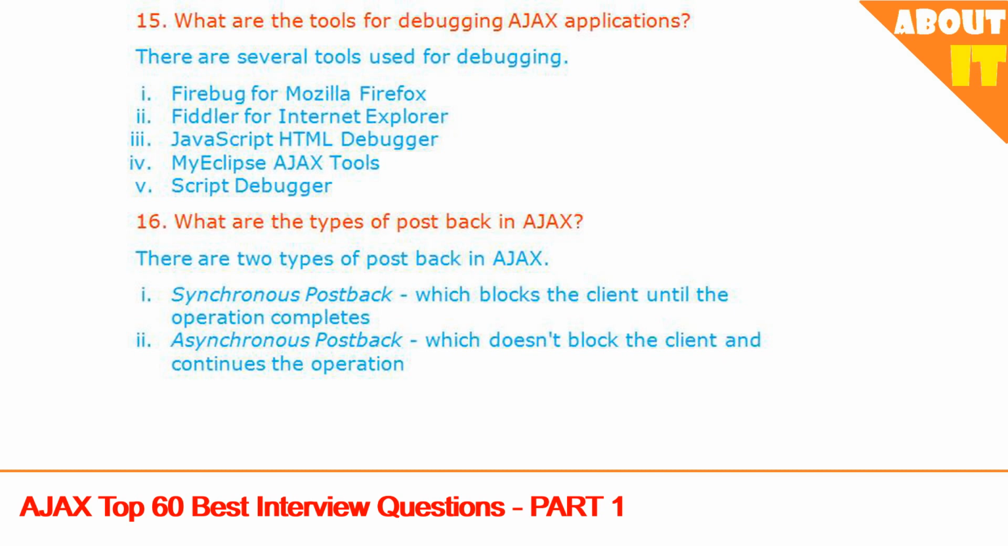16. What are the types of postback in AJAX? There are two types of postback in AJAX. Synchronous postback, which blocks the client until the operation completes. Asynchronous postback, which doesn't block the client and continues the operation.